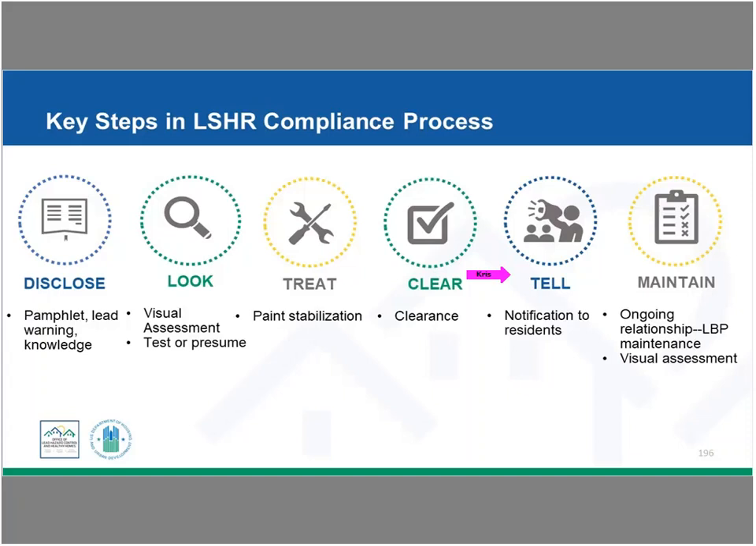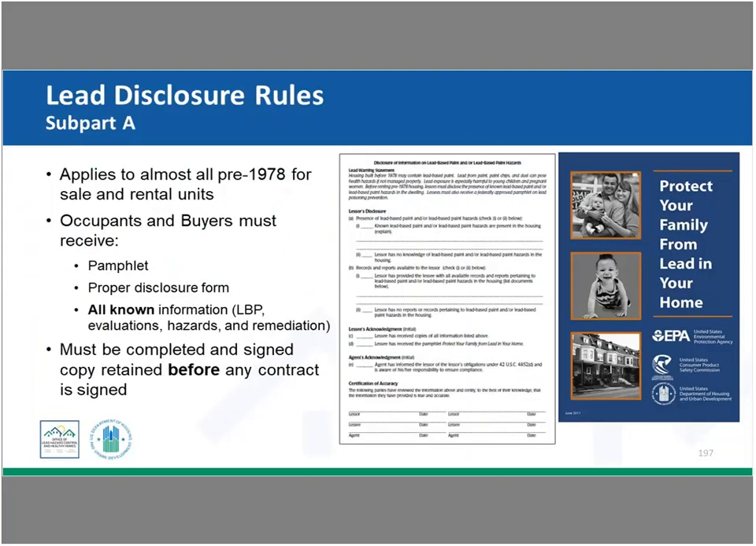And then we have the tell. We need to tell the residents what happened, what we saw when we did a visual assessment, as well as what kind of lead hazard work was done. Did we pass clearance? What are those clearance results? So there are notifications that need to be done, and we have some samples so you can see what those different notifications are. And then if there's an ongoing relationship with the program, then there are ongoing maintenance requirements, and we'll talk about what those are as well.